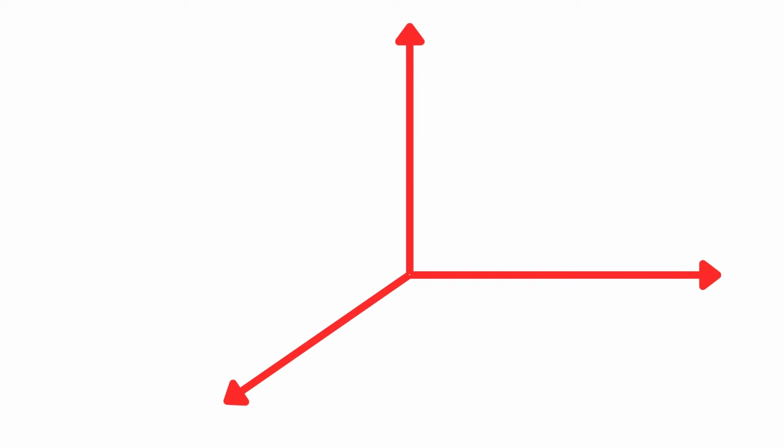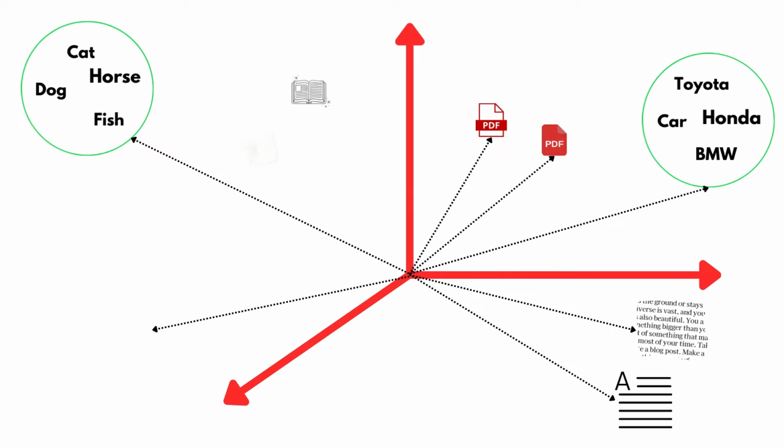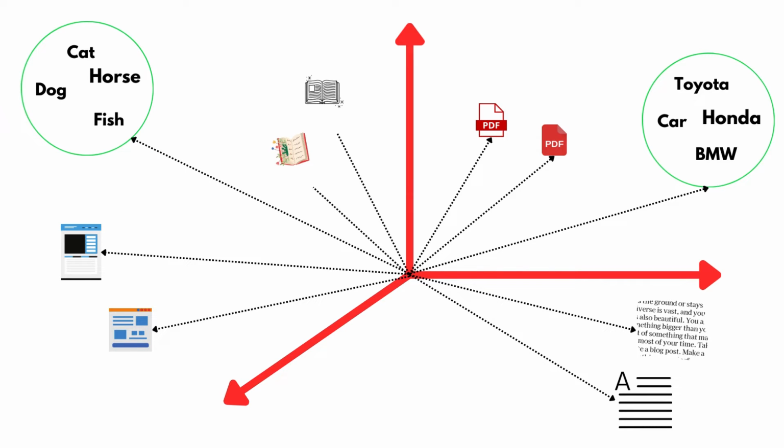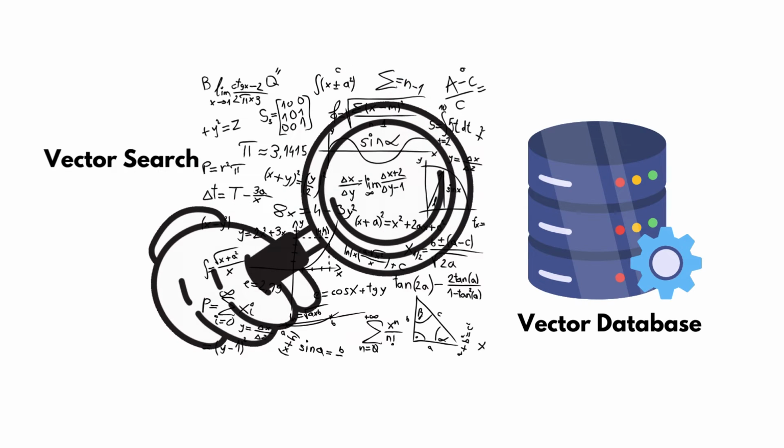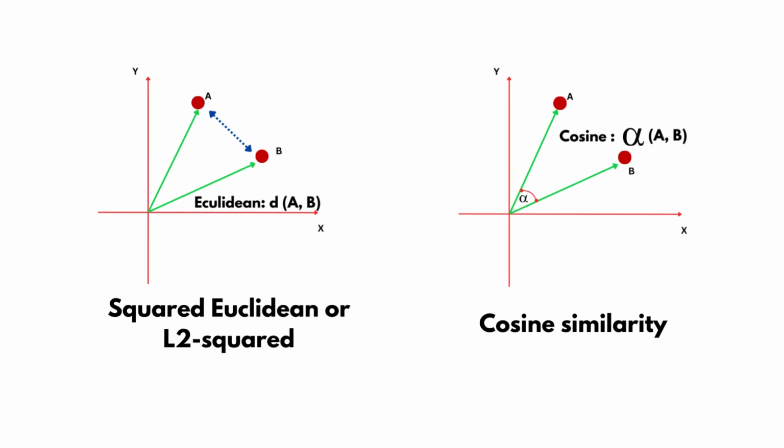Interestingly, we can do the same thing with words, paragraphs, stories, and web pages, where similar objects are grouped together in the vector space. A vector search determines the similarity between vectors using various mathematical techniques. The 2 most common methods are squared Euclidean or L2 squared distance and cosine similarity.